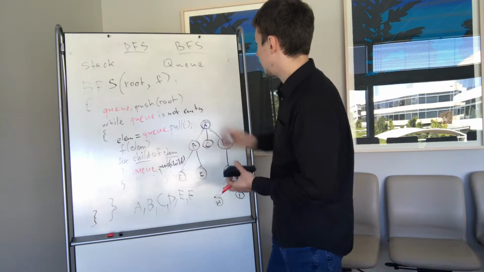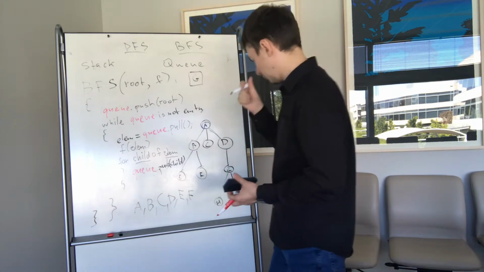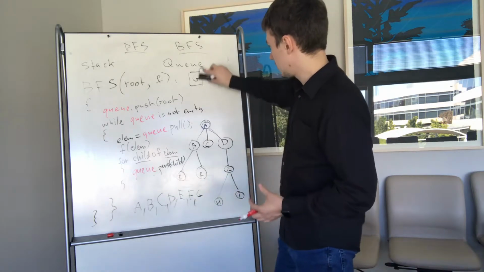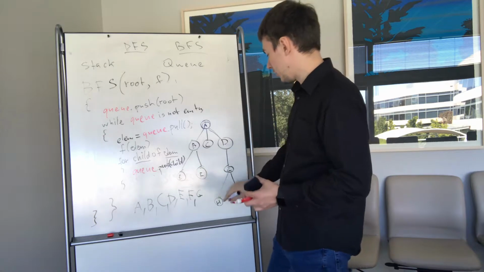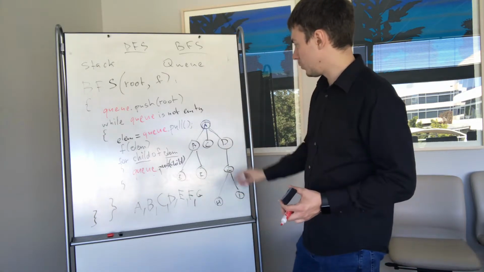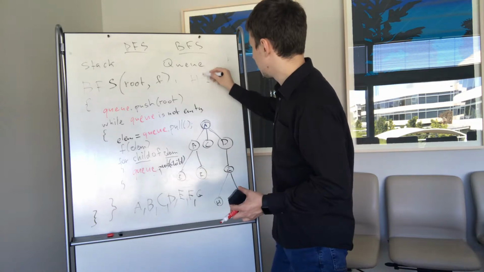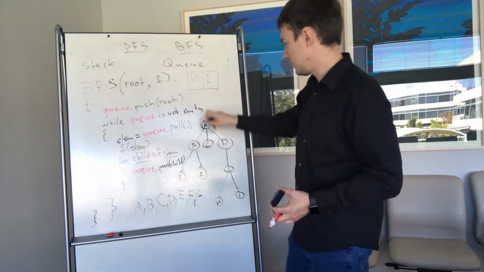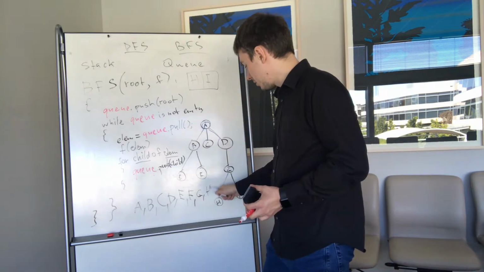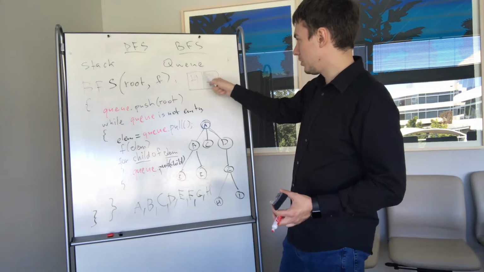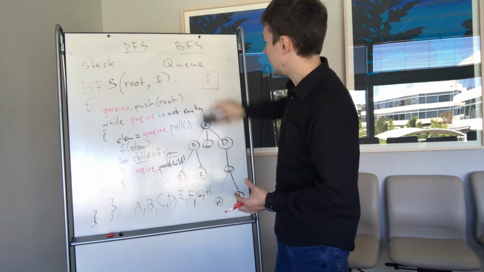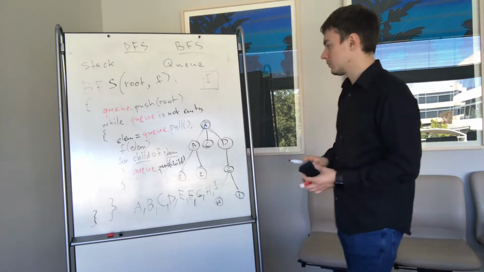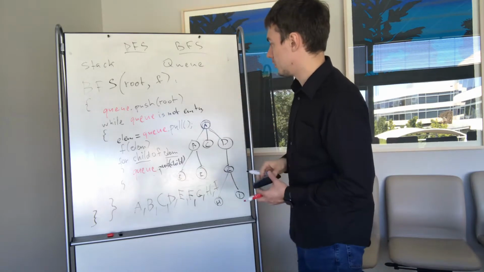And now the only element in our Q is G. We pull G, print it, and now our Q is empty, and we add all the children of G, which are H and I. After that, we repeat the same for H, print it. H has no children, so we do not push anything to Q. We print I. I has no children. Our Q is empty.